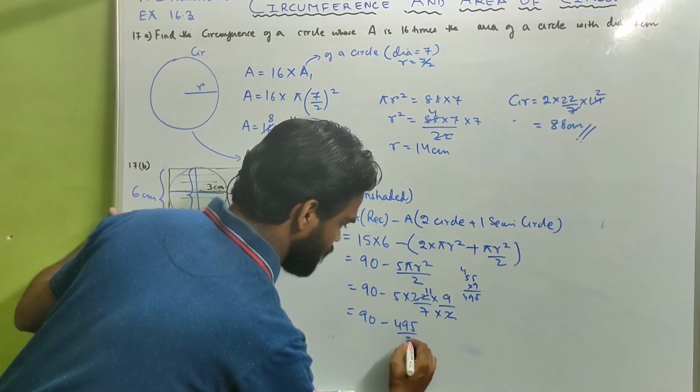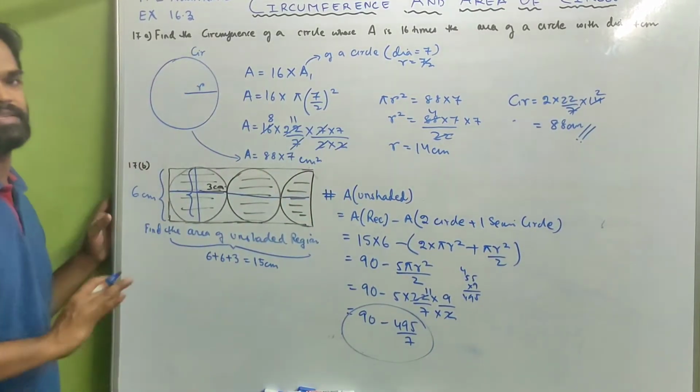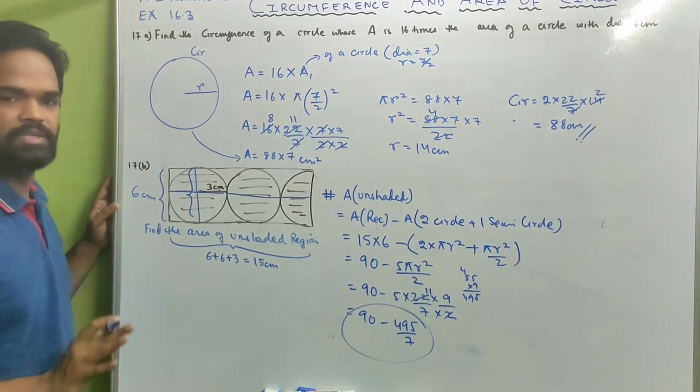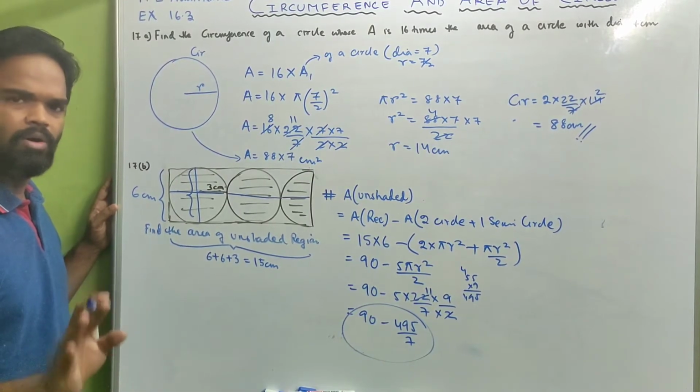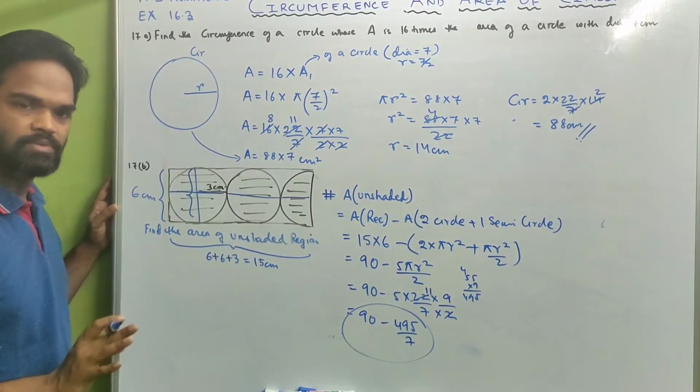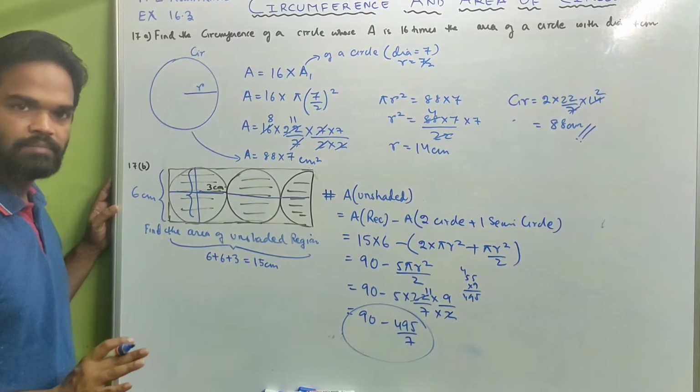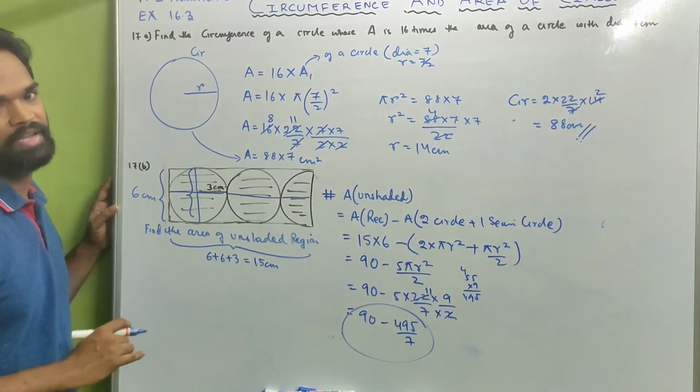That's 495 by 7. I hope you can calculate this easily. Okay, take LCM and proceed. Get the answer in decimal, or you can leave the answer in mixed fraction also. Clear? Now let us look at the next sum.